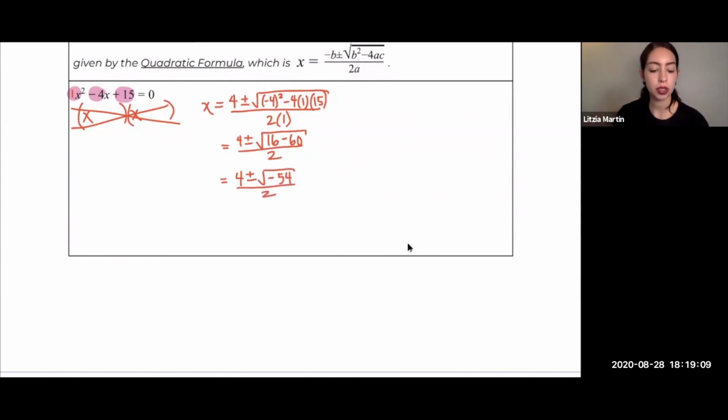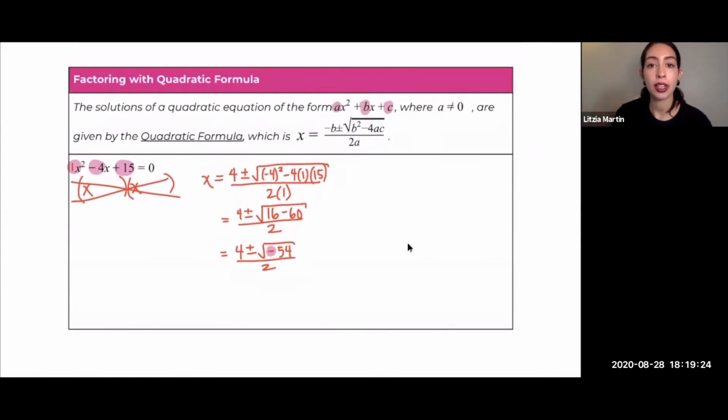At this point, we have a negative number under the root. So we know we're not going to be able to solve this with real numbers, at least. We can solve this with imaginary numbers. We're not going to get that far in this at this point. We will definitely cover that soon. So for now, we're going to leave it at this: 4 plus or minus root -54 over 2.